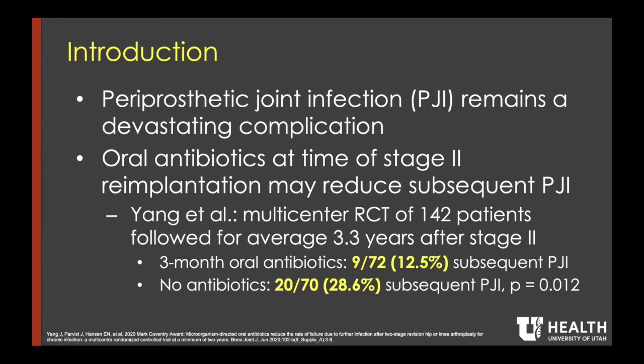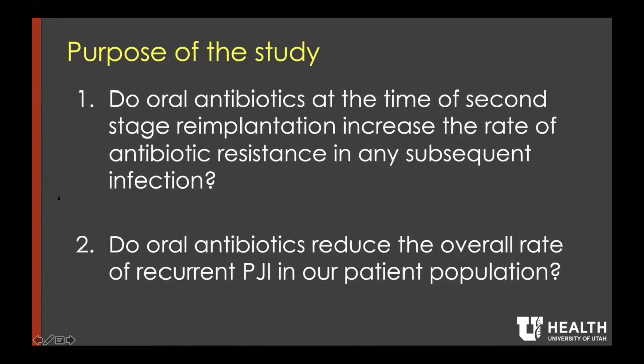So with 142 patients followed for an average of 3.3 years, the patients that received 3 months of oral antibiotics had a 12.5% rate of subsequent PJI compared to 28.6% in the control group. While this initially seems beneficial for arthroplasty surgeons and patients alike, the authors failed to look at some of the potential adverse effects, such as increasing bacterial resistance in any subsequent PJI, which was the motivation for our study.